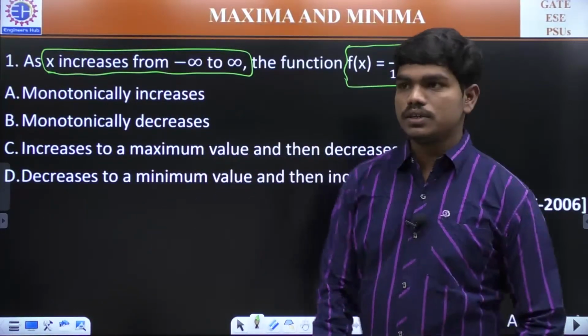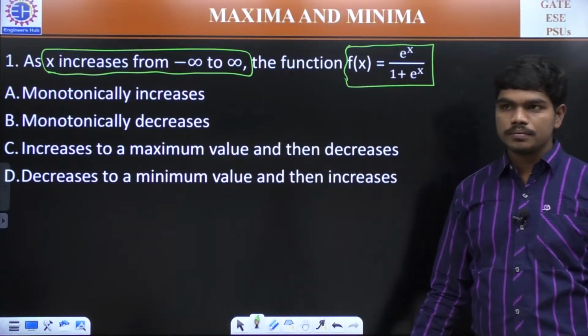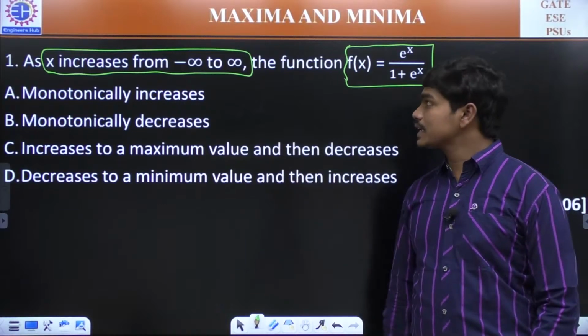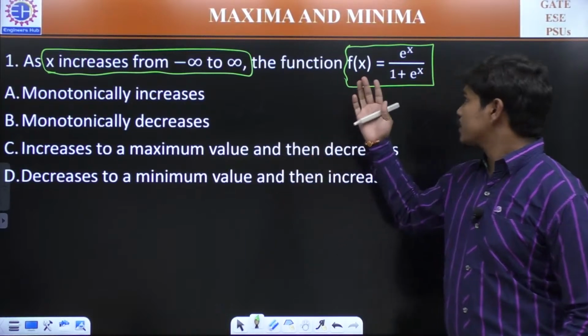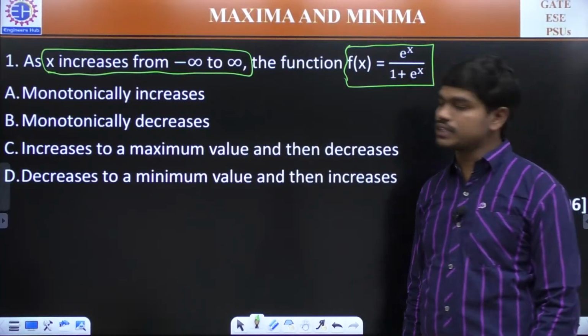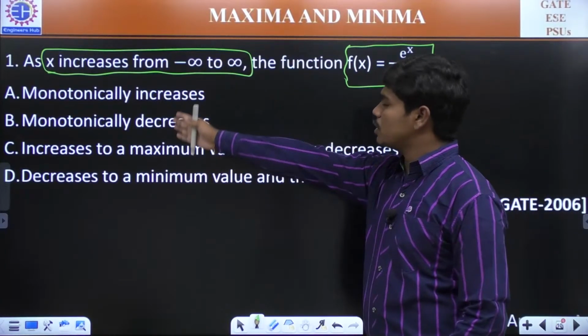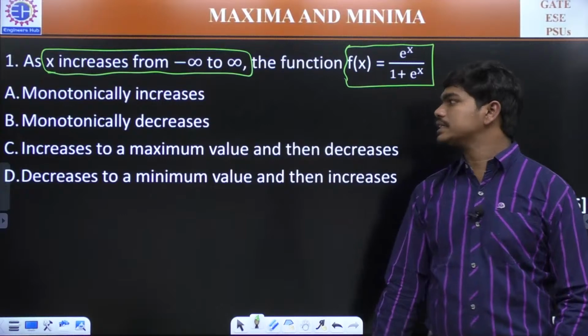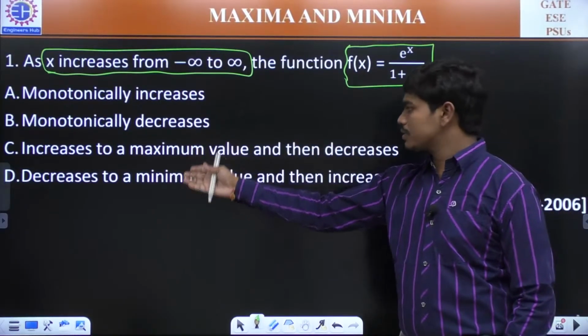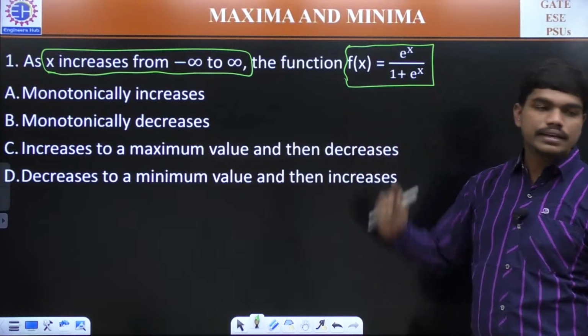Okay, I'm moving aside so that you can see the question clearly. So please try to answer this question. It's given, as x increases from minus infinity to infinity, the function f of x is given by this exponential function. Is this function monotonically increasing, or monotonically decreasing, or does it increase to a maximum value and then decrease to a minimum value and then increase?